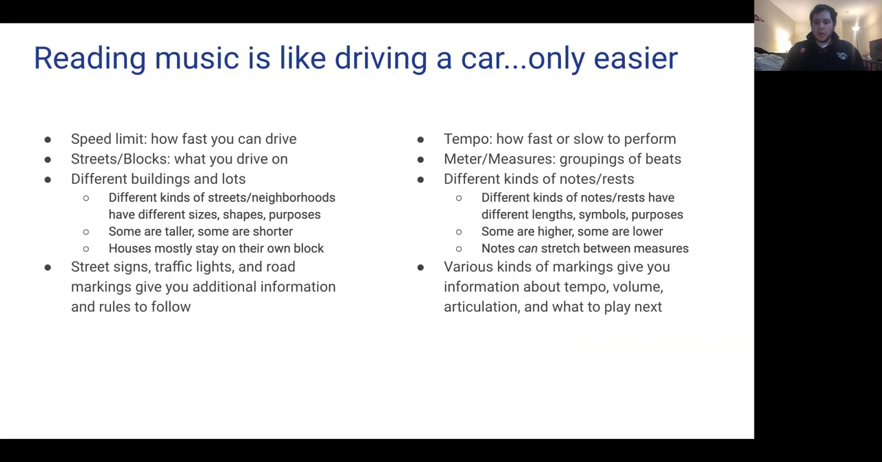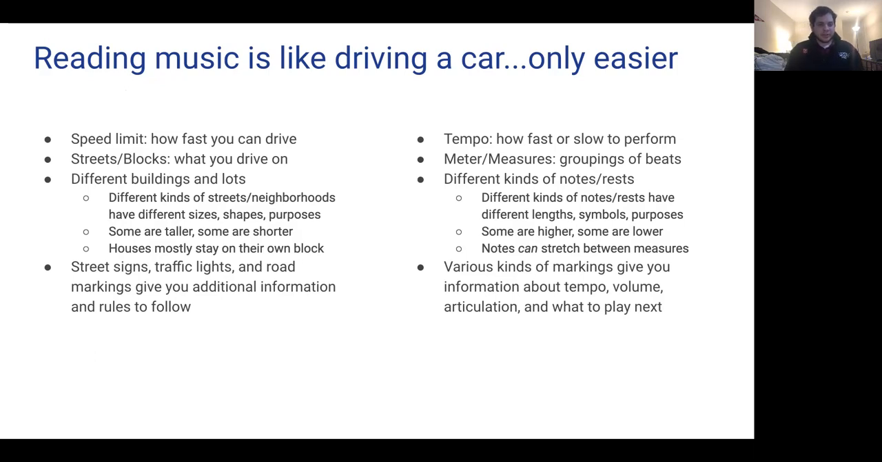So why does any of this matter? Reading music is really like driving a car, only it's a little bit easier. The speed limit is how fast you can drive, and in music we have a tempo, which is how fast or slow to perform. There are streets or blocks that you drive on, and similarly we have our meter or measures, which is how we group the beats in our music.